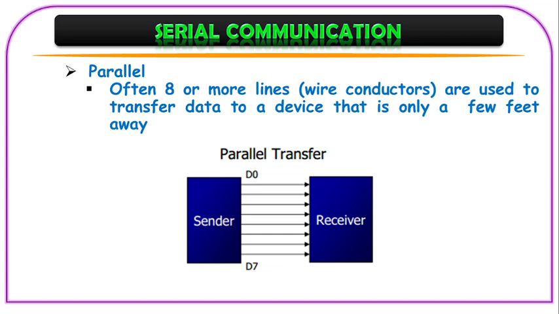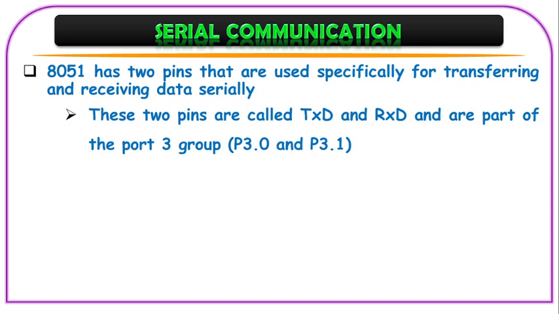There are many scenarios where you are using serial communication. Now, there are two pins of port 3. Port 3 of 8051 has special functions for every pin, and pin number 0 and pin number 1 of port 3 are called RXD and TXD, the receive data and transmit data pins for serial communication.